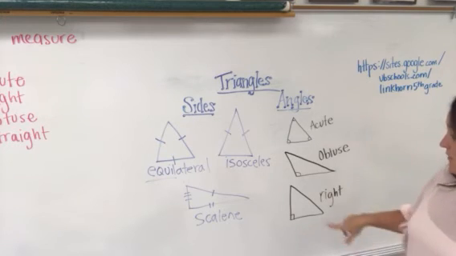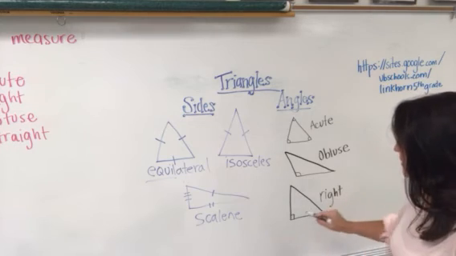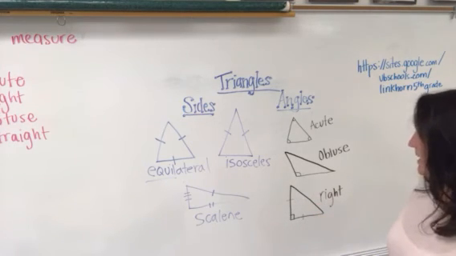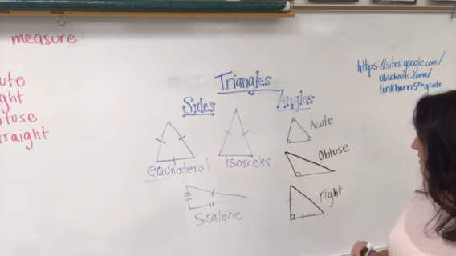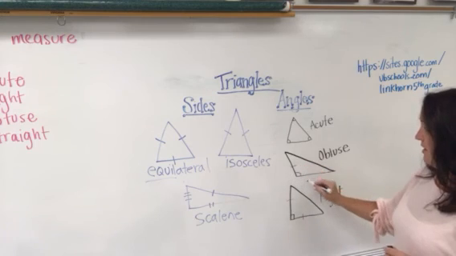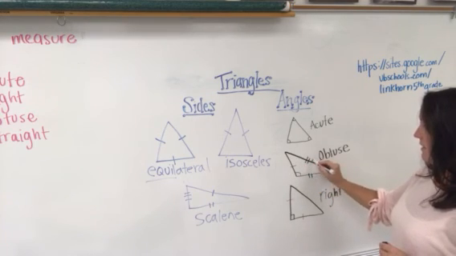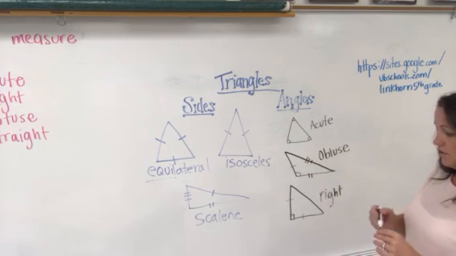So I can have a triangle that's a right triangle that has two sides the same. That would make this a right isosceles triangle. Or I can have an obtuse triangle that has no sides the same. That would make it an obtuse scalene triangle.